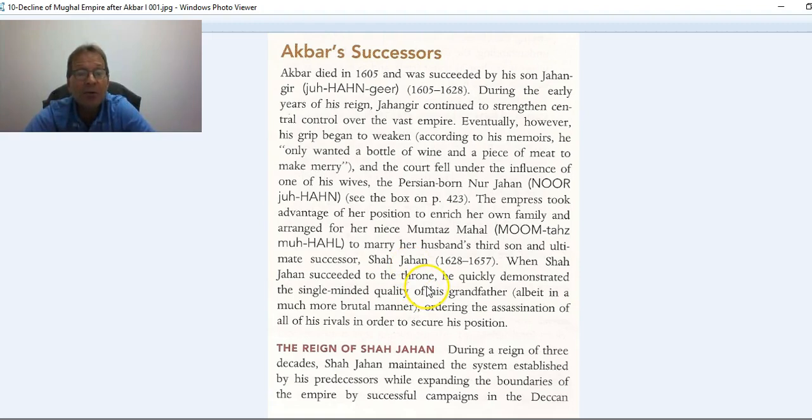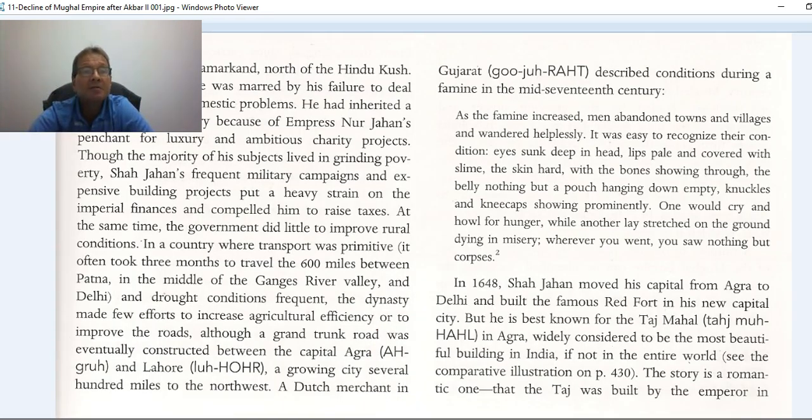When he gets into the throne, he demonstrates the single-minded quality of his grandfather, but much more brutally because he assassinates all the rivals to his position. And he will be in power for about 30 years, and he expands the empire for a time in the Deccan Plateau to Samarkand, north of the Hindu Kush, but his rule is marred by domestic problems.